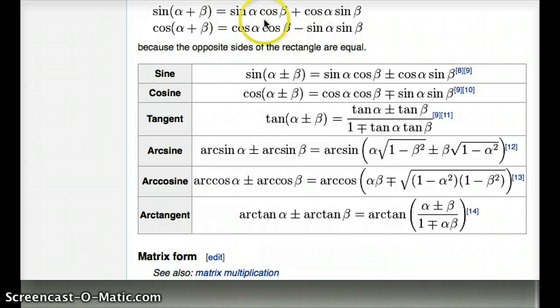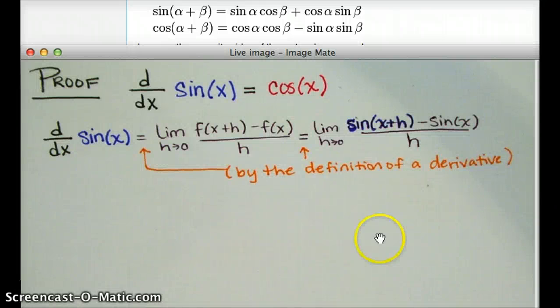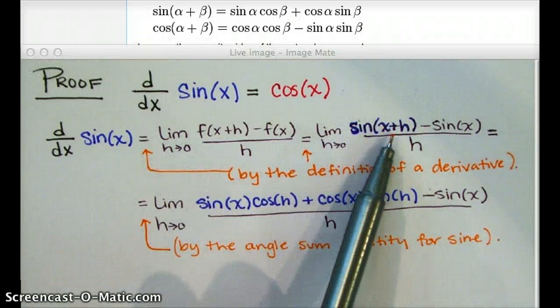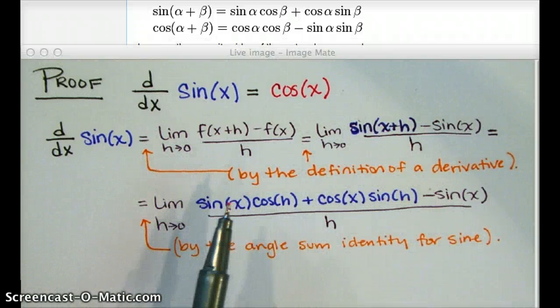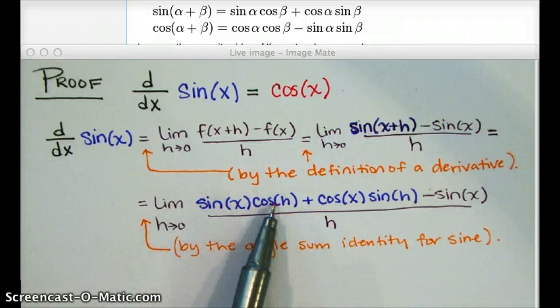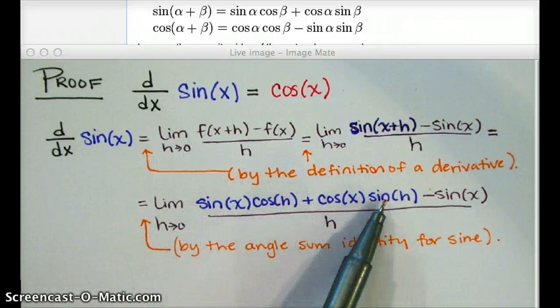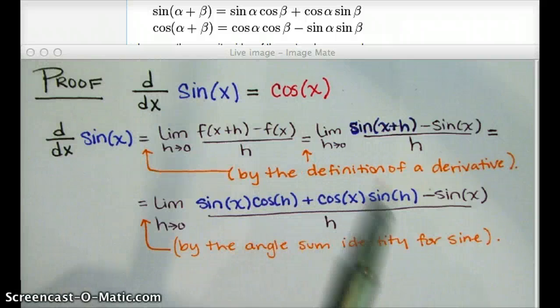And we're going to apply this identity in order to replace sine. Here's what it would look like. I take out sine of x plus h, and in its place I put sine of x times cosine of h plus cosine of x times sine of h, and that's just from using that formula.